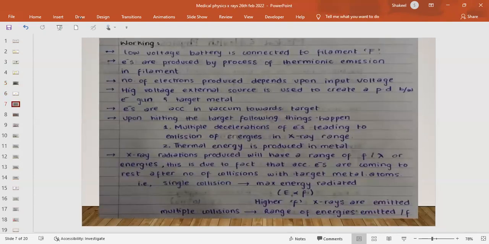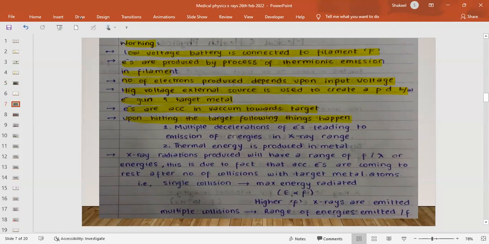Okay, so let's look upon the working. The low voltage battery is connected to the filament F. Electrons are produced by a process of thermionic emission in the filament. The number of electrons produced depends upon the input voltage of the low voltage battery, and then a high voltage external source is used to create a potential difference between the electron source and the target metal. Electrons are accelerated in the vacuum towards the target, and upon hitting the target, several things happen.